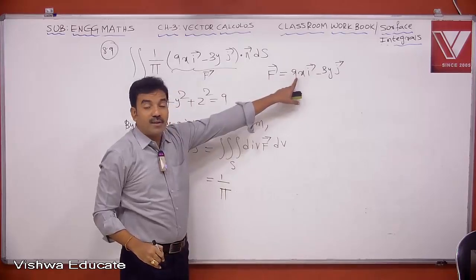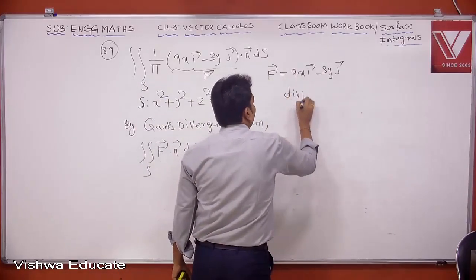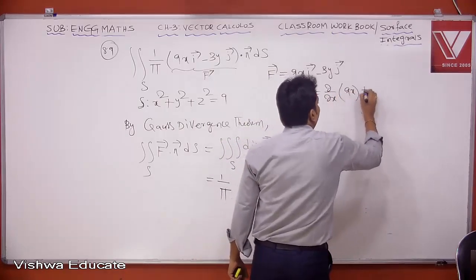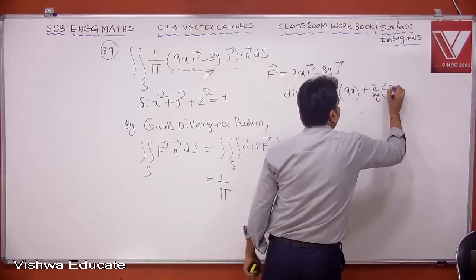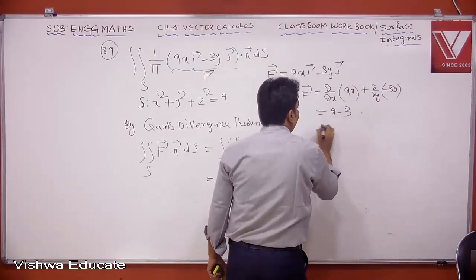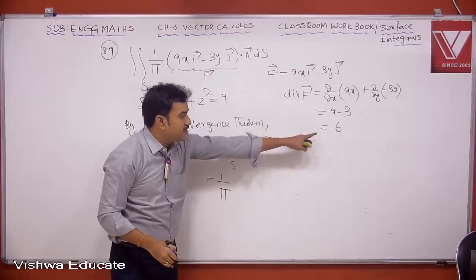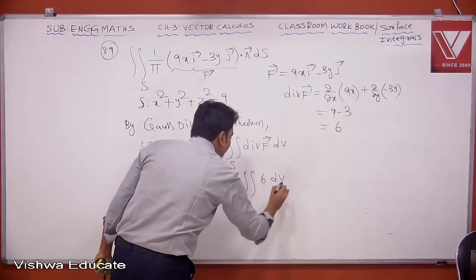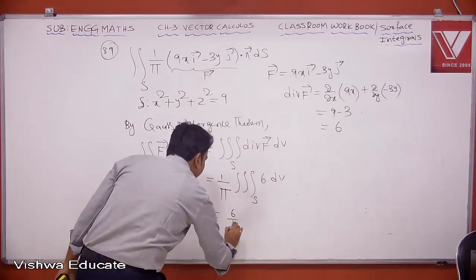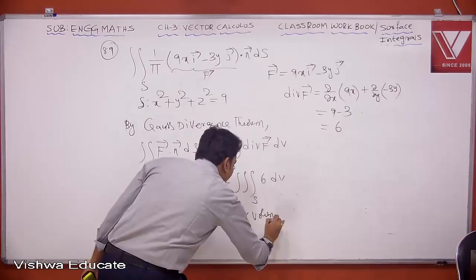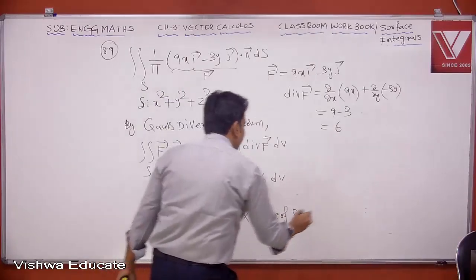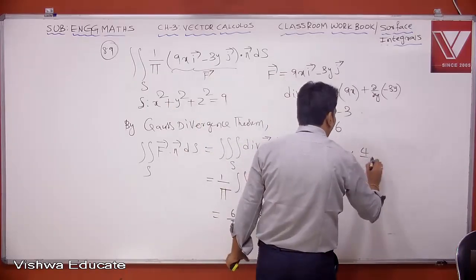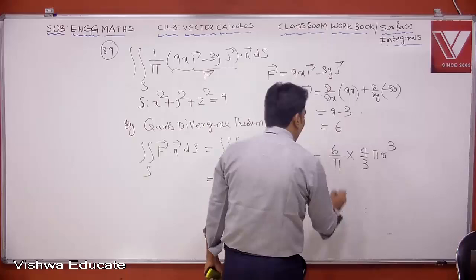Now the divergence of this vector is 6, because this is dou by dou x of 9x plus dou by dou y of minus 3y. So this is 9 minus 3, it is 6. So luckily we got divergence, a constant expression. Therefore this is 1 by pi into 6 dV over S. Therefore 6 by pi into volume of S. What is volume of a sphere? It is 4 by 3 into pi r cube. So pi gets cancelled.